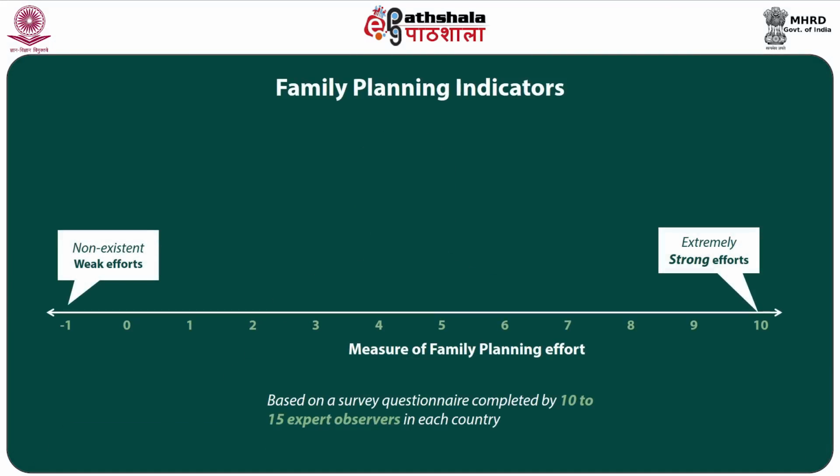So, each measure of the family planning effort was assigned a score ranging from 1 to 10, where 1 indicates non-existence of the efforts or very weak efforts, while 10 indicates extremely strong effort. This was developed on the basis of a survey questionnaire completed by 10 to 15 expert observers in each of the countries. The overall index for a country is the total score for all the 31 measures, and this is expressed as a percentage of the maximum score that is possible.